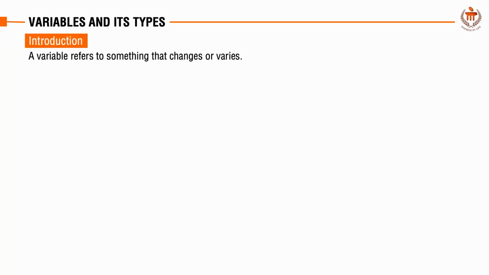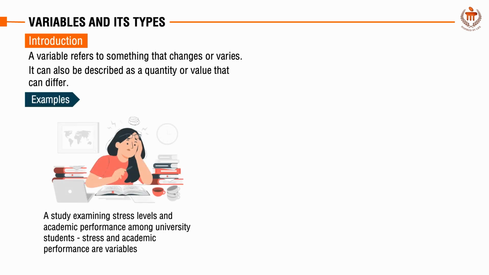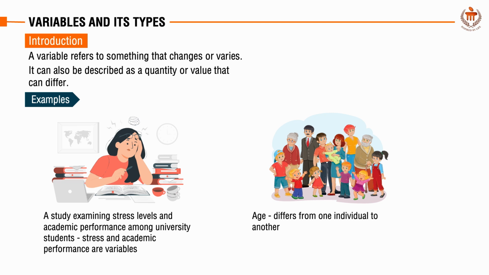A variable is anything that can change or vary. It represents a quantity or value that is not fixed. For example, in a study exploring the relationship between stress levels and academic performance among university students, both stress and academic performance serve as variables. The stress levels can range from low to high, while academic performance may vary from poor to excellent. Similarly, age can also be considered a variable as it differs from one individual to another.